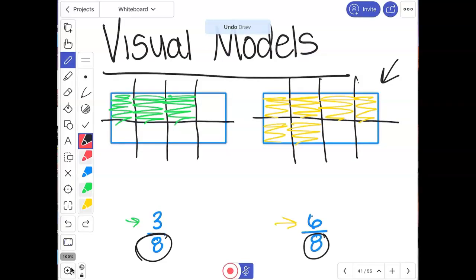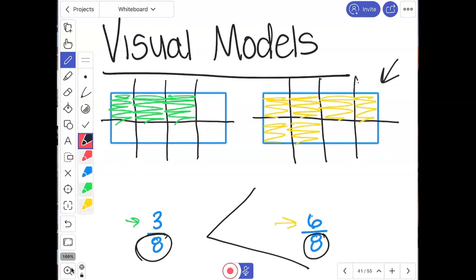So I can compare these by saying that 3/8 is less than 6/8. The visual model allows me to visualize these fractions. So I had to cut both of my rectangles the same way, and I had to shade them so that I could see that 3/8 is less than 6/8. So that's one method, is to draw it out. The hardest part, of course, is you have to make sure that when you draw it, your representations are the same size. Okay, so I'm going to move on to another strategy.